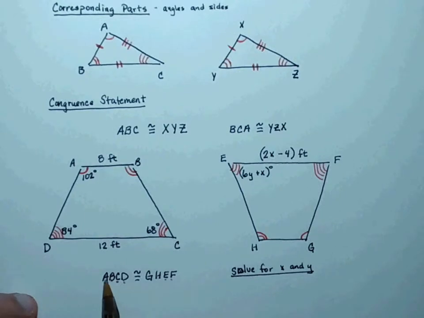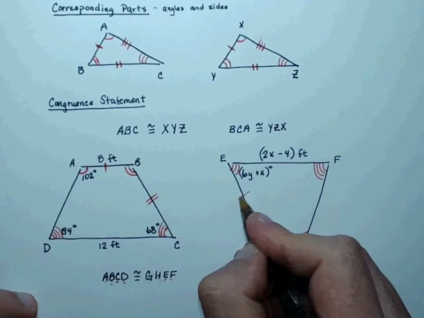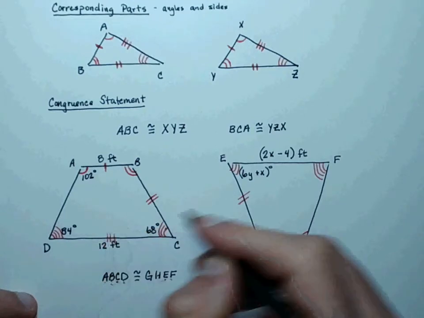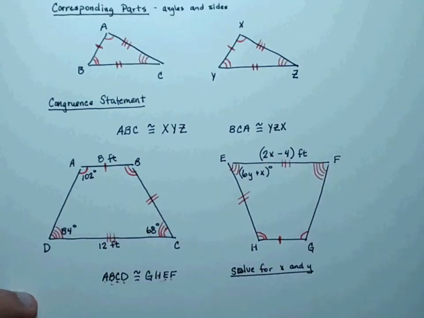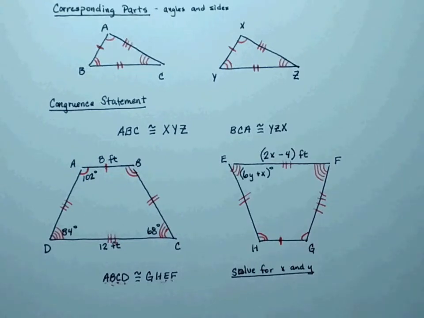Also, I know that AB is congruent to GH. I know that BC is congruent to HE. I know that CD is congruent to EF. And I know that AD is congruent to FG. So now I've got everything labeled. I know what's congruent to what, and that's going to help me solve for x and y.